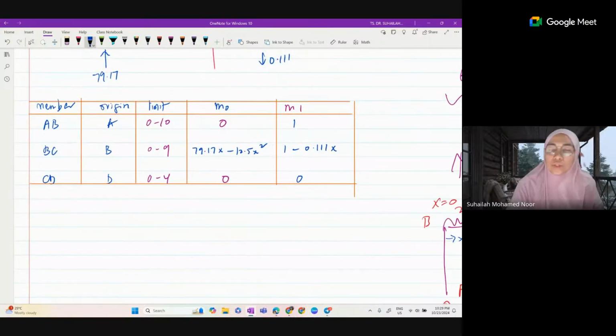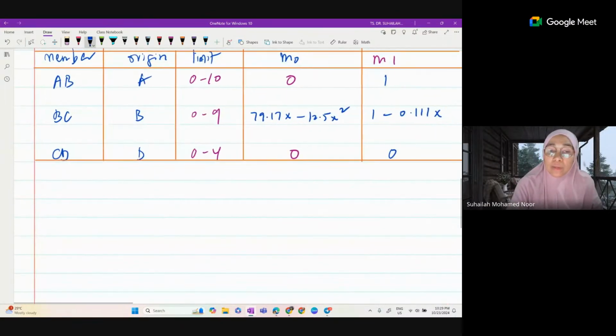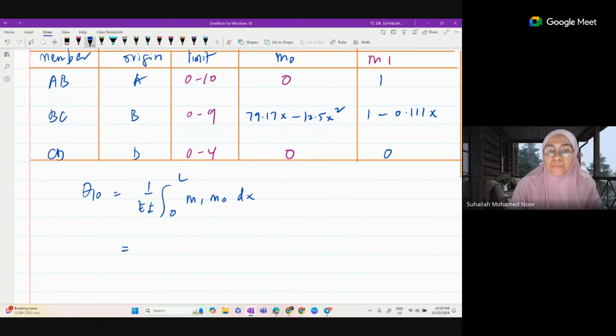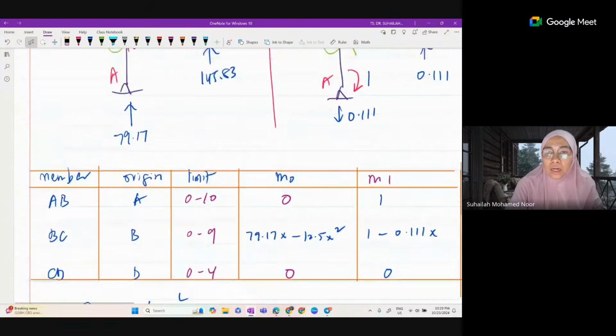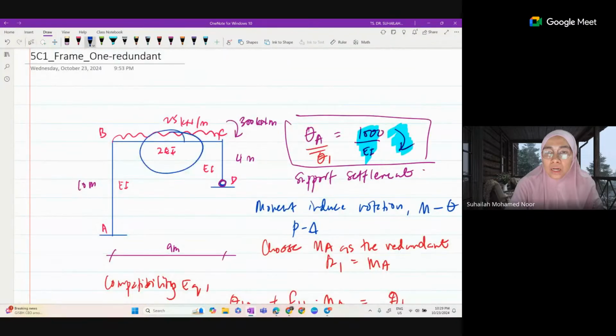Okay, now we want to continue to calculate displacement. We have two displacements. We have theta 1 naught. It is 1 over EI integral from 0 to L of M1 M naught dx. So for AB, because M naught is 0, it will equal 0. CD also. So we only have BC, and BC is 2 EI. Don't forget we have 2 EI here.